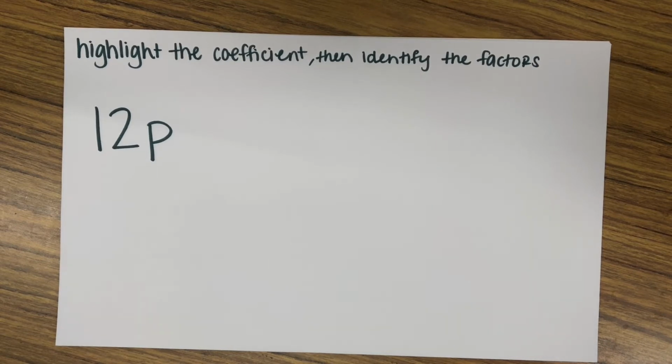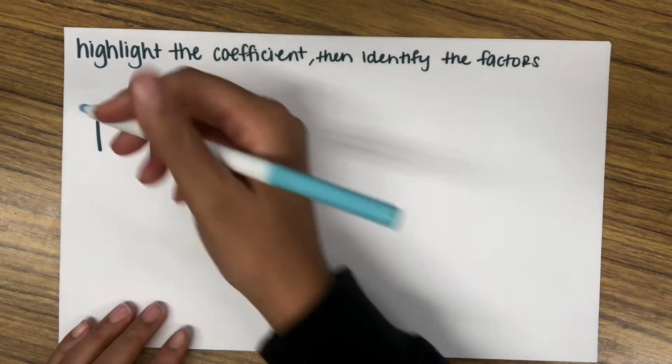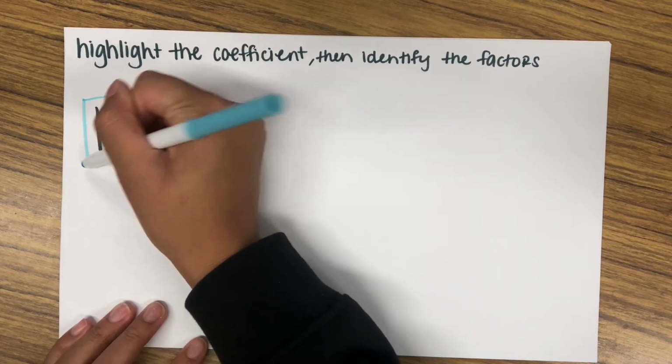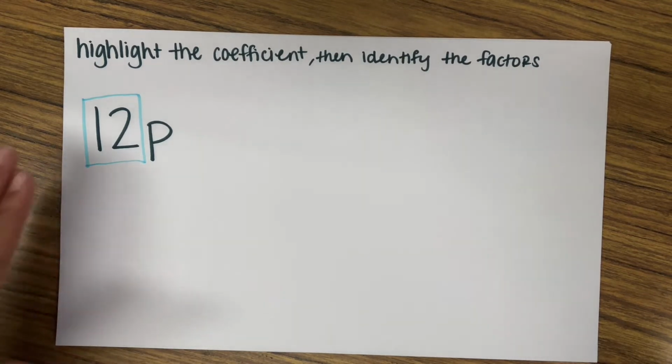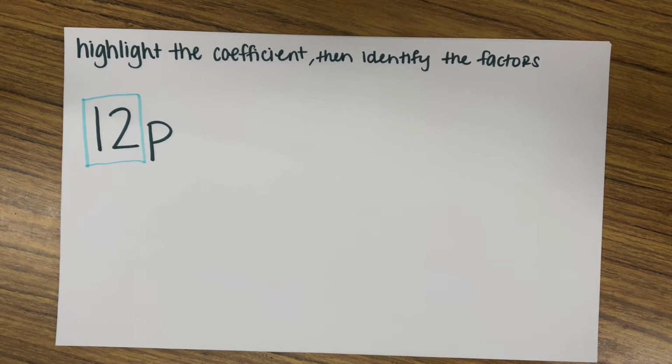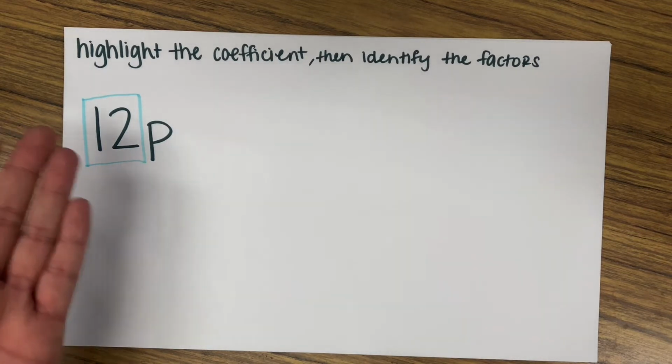Still on 1-7, it says, highlight the coefficient, then identify the factors. In your book, the coefficient is described as the number that is multiplied to a variable. So in this problem, our coefficient would be 12. Now this entire problem is a product. A product is when you multiply 2 things. Usually we think of products as multiplying 2 numbers. In this case, you're multiplying a number and then a variable.